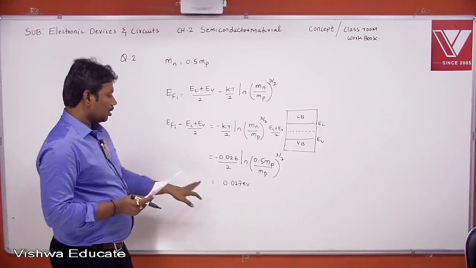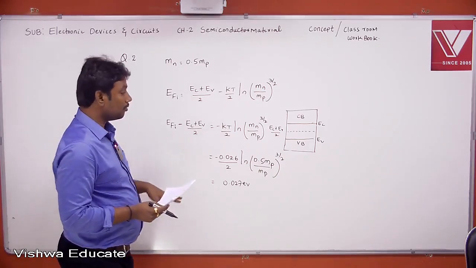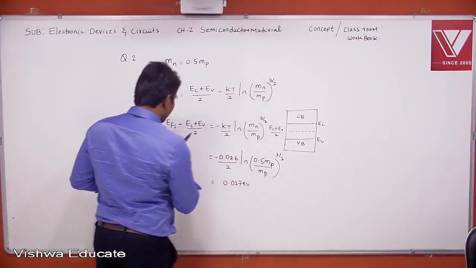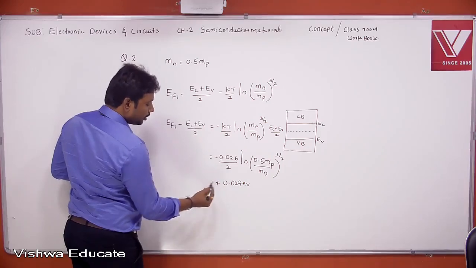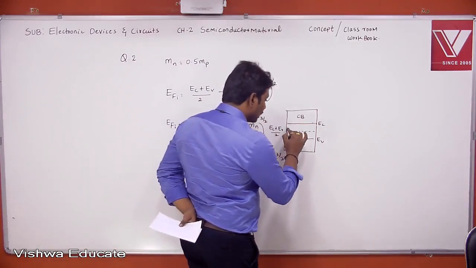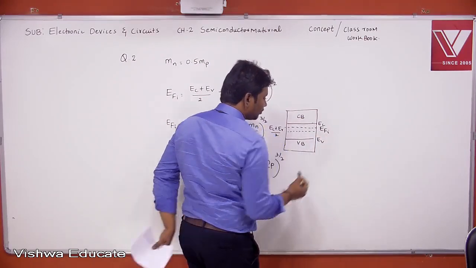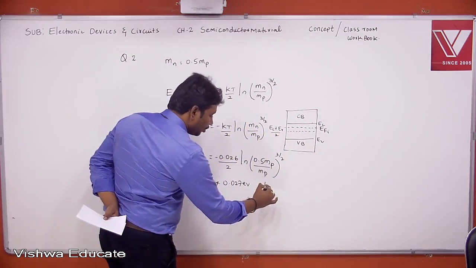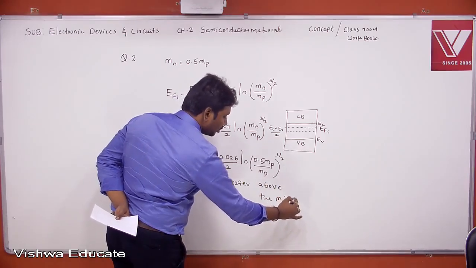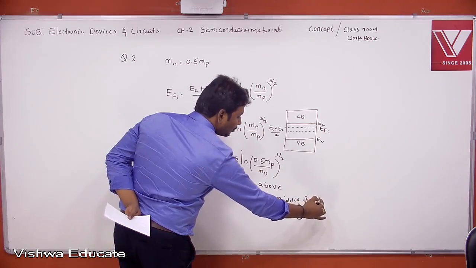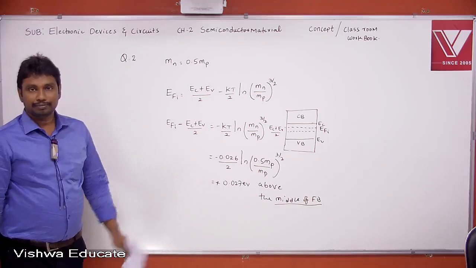Here the question is not completed actually. Here we want to calculate the position of the Fermi level, right? Where is the position actually? Here, is EFi minus (EC plus EV) by 2 positive or negative? Positive, right? It is positive, which means the Fermi level lies above the middle of the band gap. This is the position actually. Yeah, above the middle of the band gap. Yeah, copy.